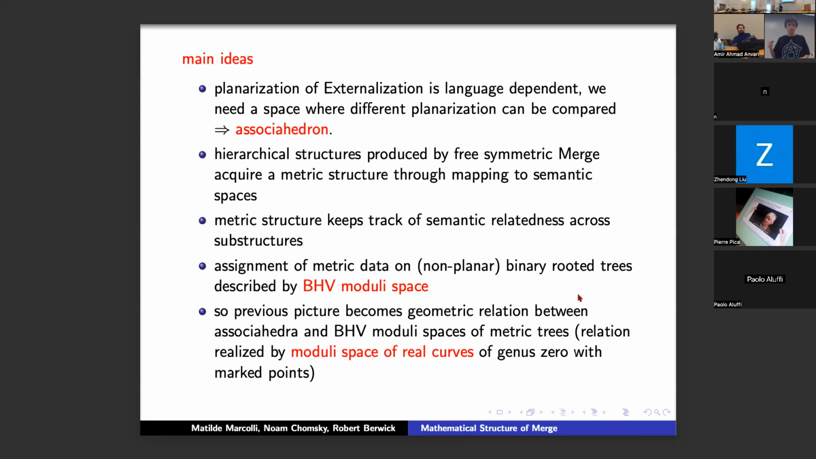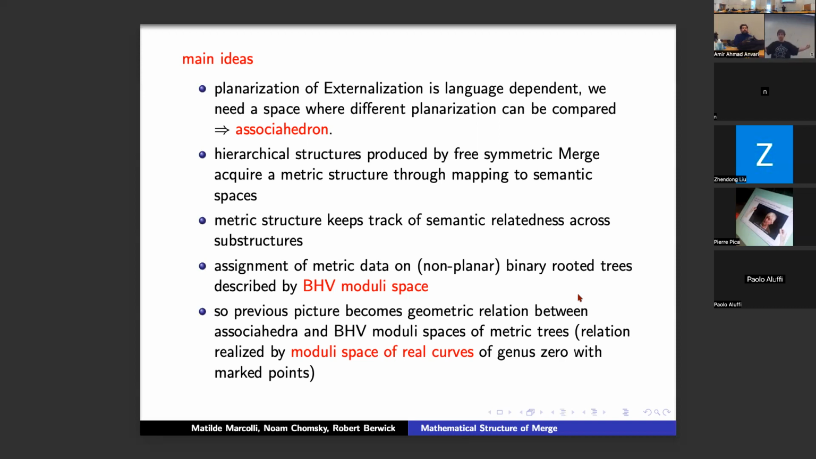And on the other hand, as we're saying here, the hierarchical structures that are produced by the pre-symmetric merge acquire some metric data when you map them inside semantic space in this way. And so you need another place that parameterizes for you the choices of metric data on an abstract binary rooted tree that's not been planarized yet. There is another such space that mathematicians use, which is called the BHV moduli space. I will tell you what that is as well. That does exactly that. It takes into account different choices of metric structures on abstract, non-planar binary rooted trees.